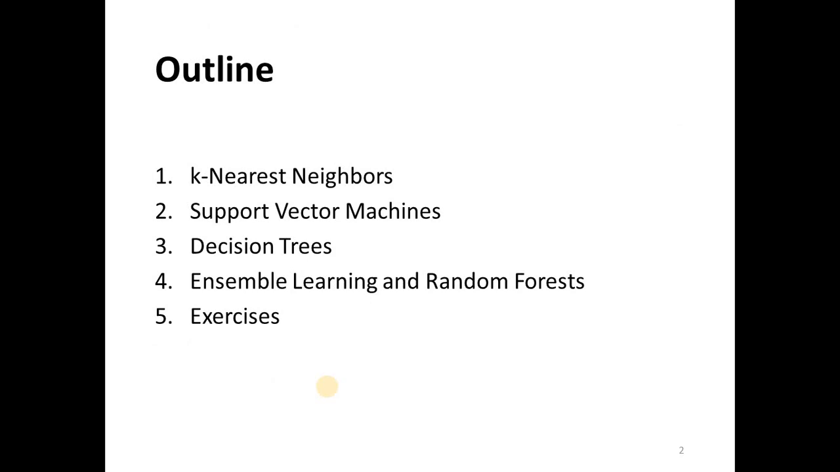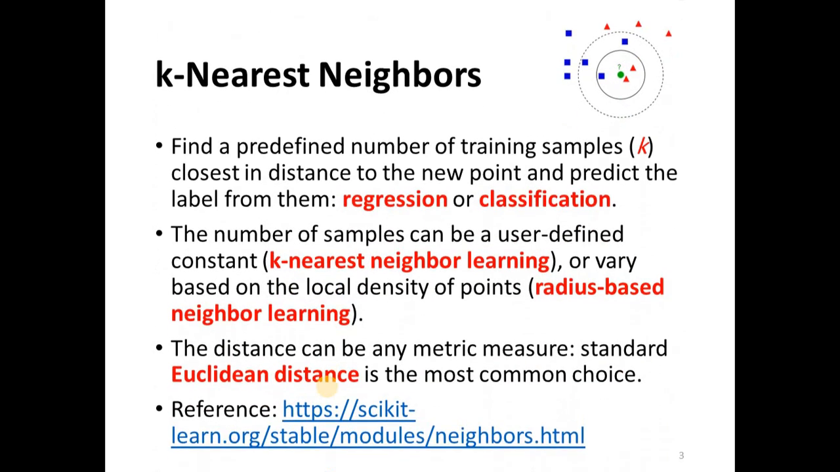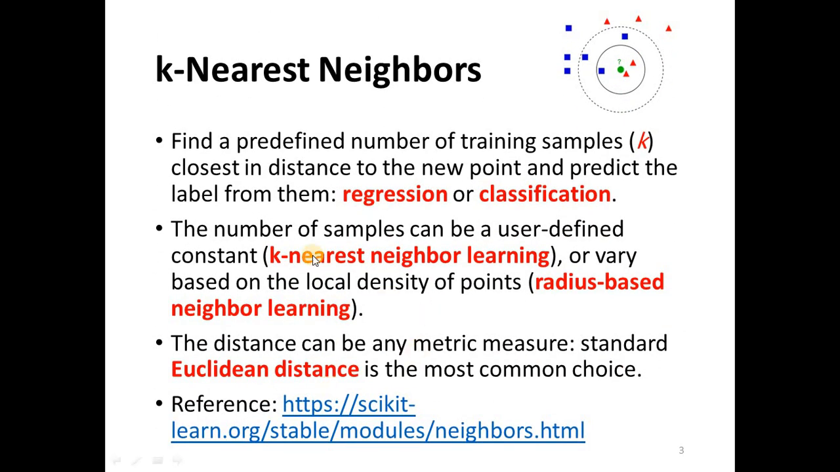Let's start with k-nearest neighbors. In this technique, we find a predefined number of training samples, k, closest in distance to the new point and predict the label from them. For example, here we have known samples, red and blue, and the green one is the unknown sample.